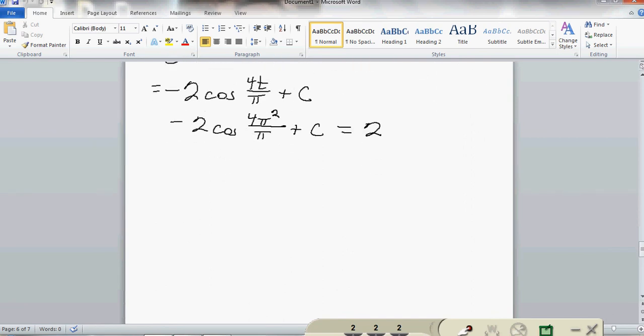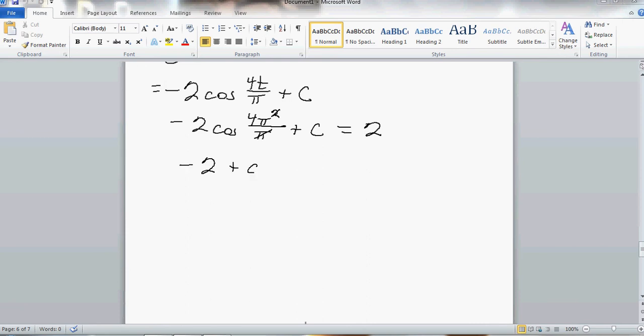So let's see how this all simplifies. That will cancel with that, so we're left with 4 pi. The cosine of 4 pi is 1, and so I get negative 2 times 1 is negative 2. Negative 2 plus c equals 2. Add 2 to both sides, so that c equals 4. Final answer would be s equals negative 2 cosine 4t over pi plus 4. And there is what was asked.